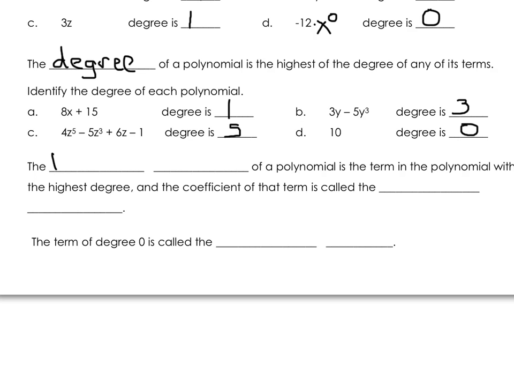The leading term of a polynomial is the term in the polynomial with the highest degree, and the coefficient of that term is called the leading coefficient.